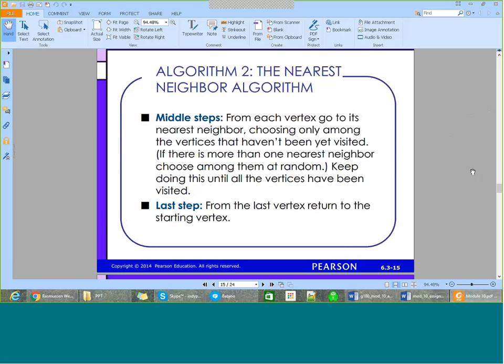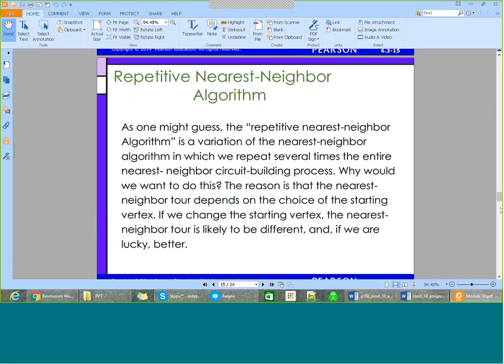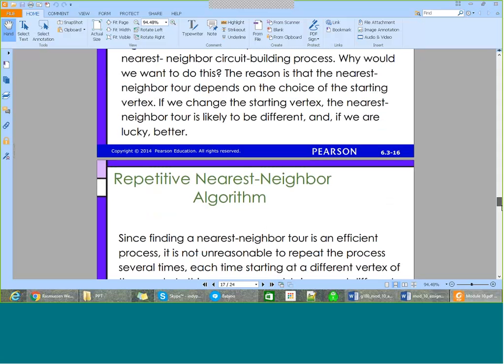Oh, and for the middle steps, from each vertex you pick the cheapest one to the next vertex, and when you reach the next vertex, again you pick the next cheapest neighbor, the nearest neighbor. If there's more than one nearest neighbor, with the same price, you randomly pick one. And for the last step, from the last vertex, you return to the original vertex. So you always have to go back to the original vertex. Okay, so more reading.